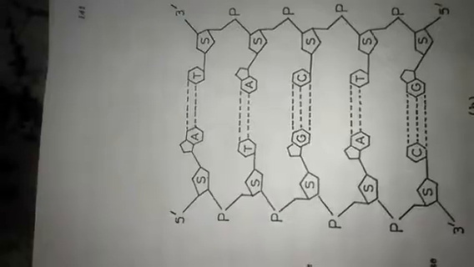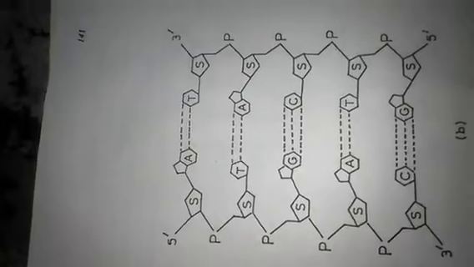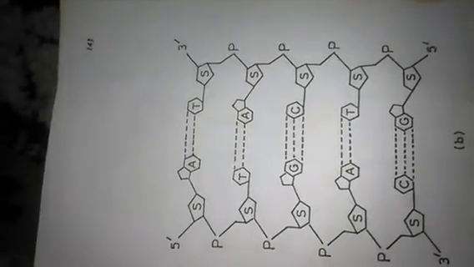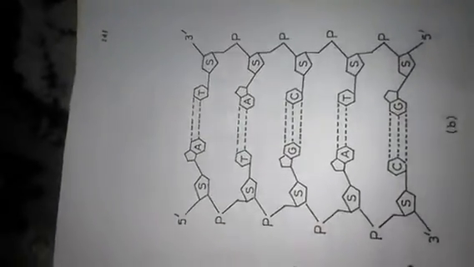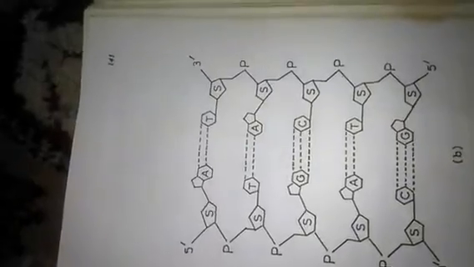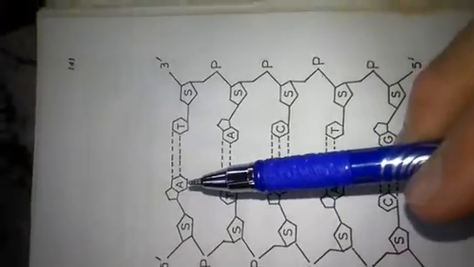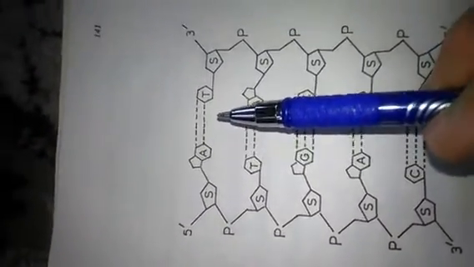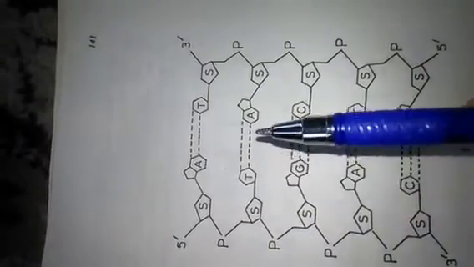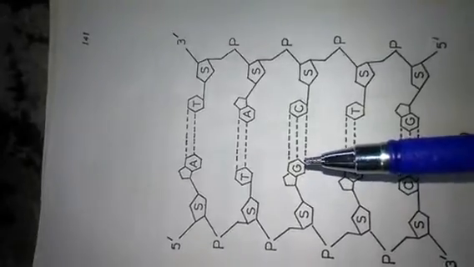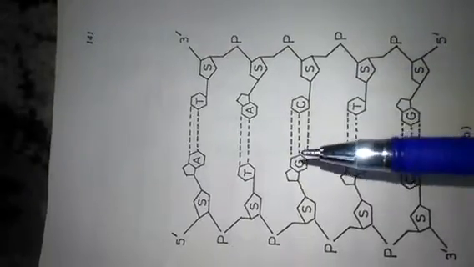One of the major forces that holds the two chains together is the hydrogen bonds between base pairs. Thymine is always base paired with adenine by two hydrogen bonds, and cytosine is always base paired with guanine by three hydrogen bonds. Let us have a look here. This adenine is base paired with thymine with two hydrogen bonds, and here thymine, adenine, and guanine is base paired with cytosine with three hydrogen bonds.